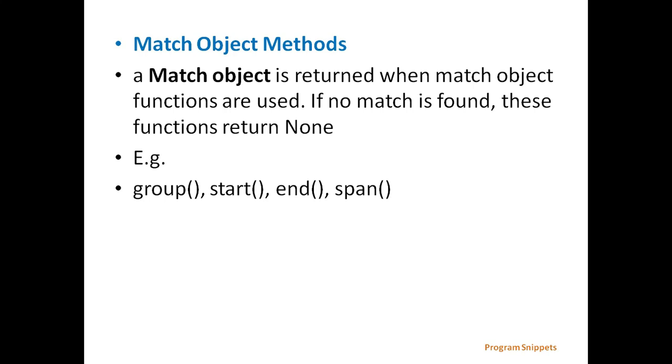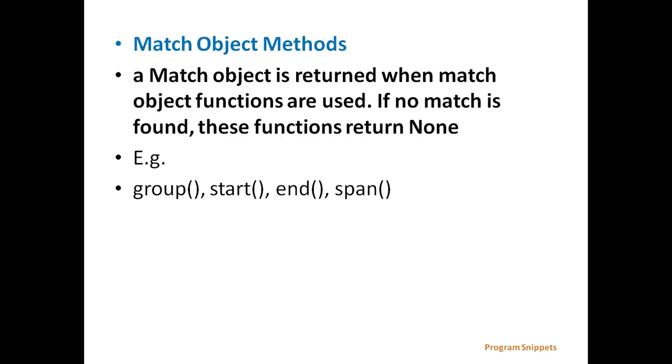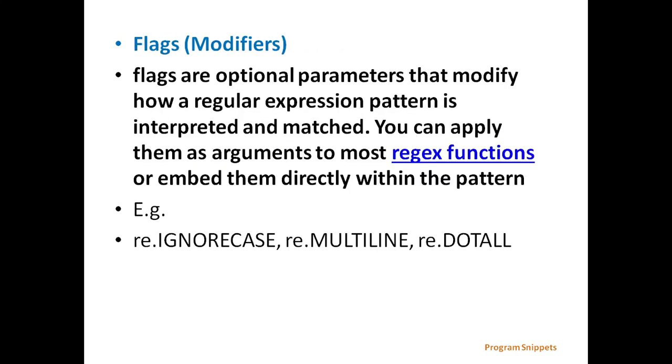Then match object methods. A match object is returned when match object functions are used. If no match is found, this function returns None. Examples are group, start, end, and span. And flags. Flags are optional parameters that modify how a regular expression pattern is interpreted and matched. You can apply them as arguments to most regex functions or embed them directly within the pattern. Examples of flags are ignore case, multiline, and dot all.